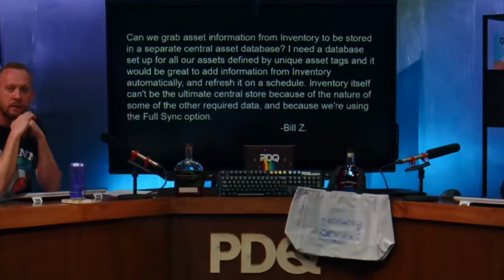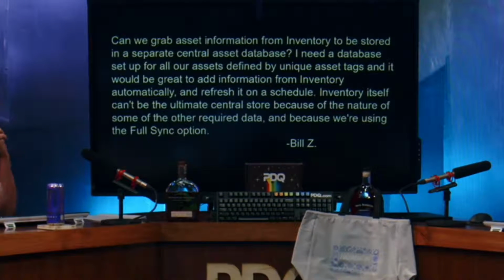This is another one from Billy Z, and he was going to top the length of his previous question. Oh, I love it. Can we grab asset information from Inventory to be stored in a separate central asset database? I need a database set up for all our assets defined by unique asset tags, and it would be great to add information from Inventory automatically and refresh it on a schedule. Inventory itself can't be the ultimate central store because of the nature of some of the other required data and because we're using the full sync option.